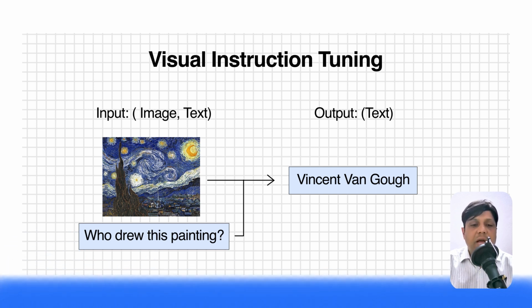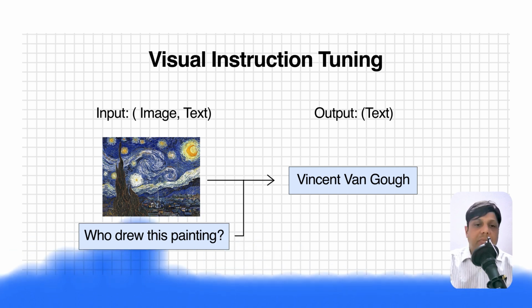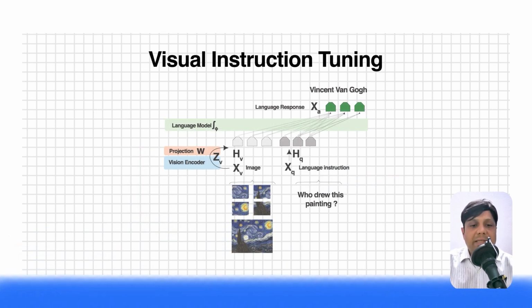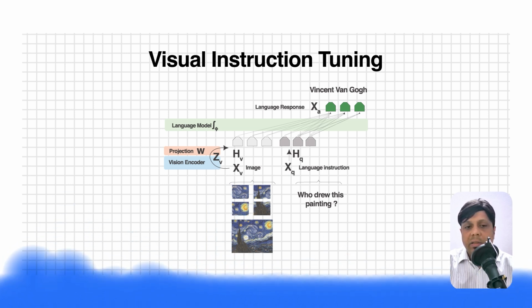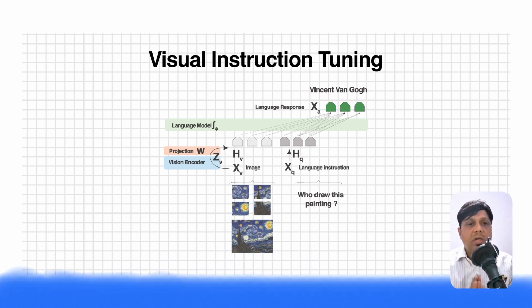With different modalities, the input is of different modality, and the output can be of different modality, but that's how we fine tune the model. We pass the images and the text, "who drew this painting". Both are passed to the vision transformer as well as the large multimodal model, and in the end we get the answer. So basically this is known as visual instruction tuning.